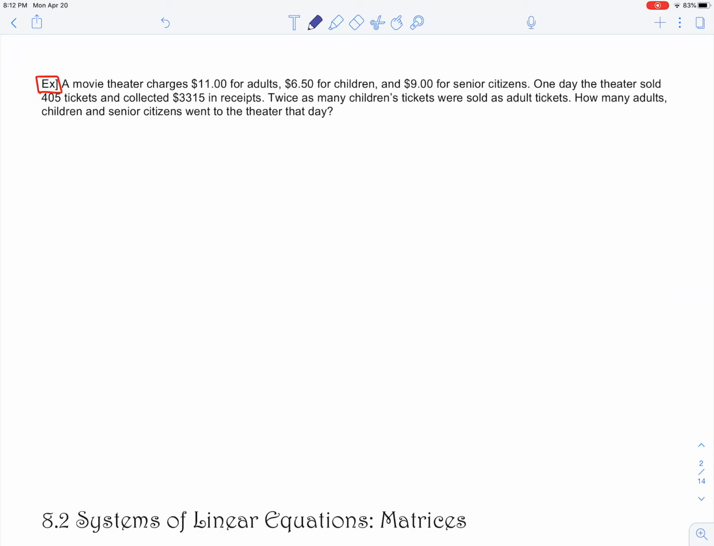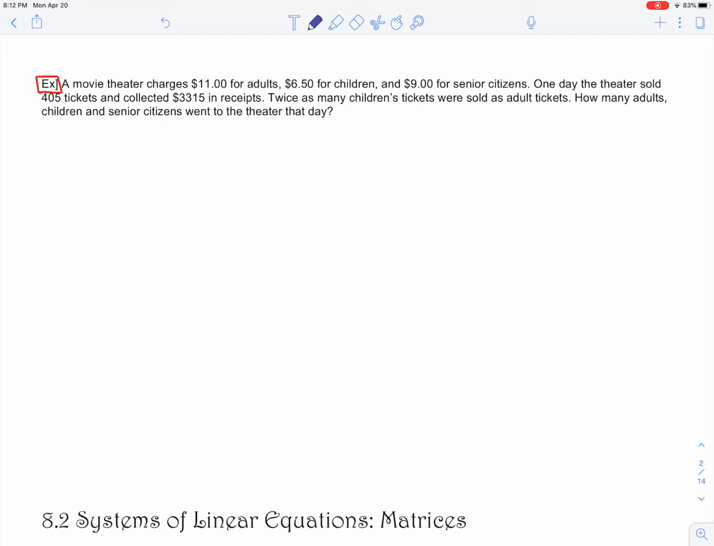Hi, we're in section 8.1 and we're going to solve this 3x3 application together. A movie theater charges $11 for adults, $6.50 for children, and $9 for senior citizens. One day, the theater sold 405 tickets and collected $3,315 in receipts. Twice as many children's tickets were sold as adult tickets. How many adults, children, and senior citizens went to the theater that day?